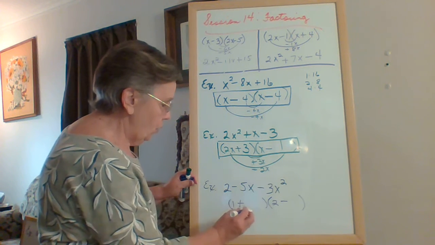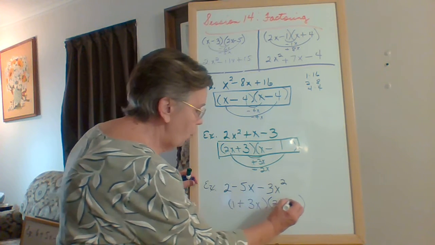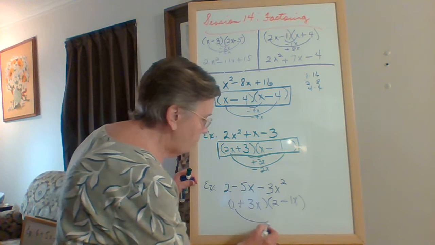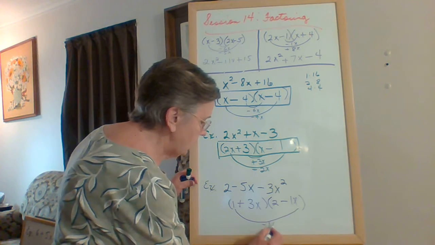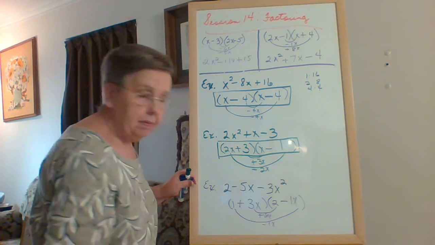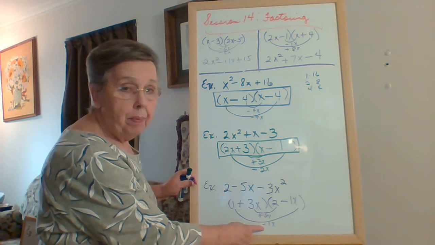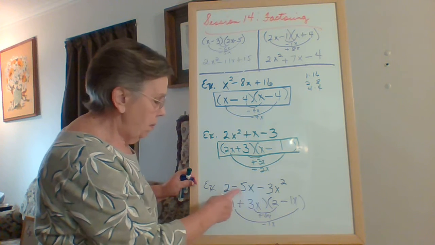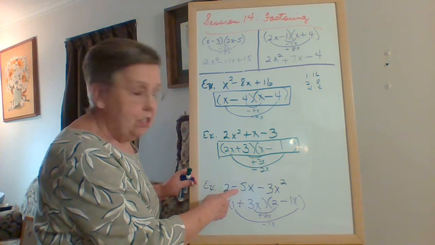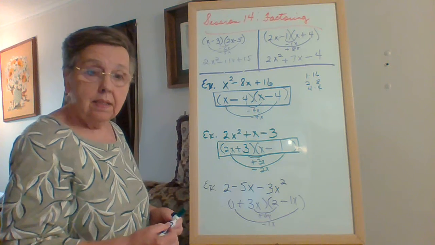3x squared. Well, it can be 3x and 1x. That gives me the outside is a minus 1x. The inside gives me a plus 6x. A plus 6 and a minus 1 gives me a plus 5. My middle term is a minus 5. So I got the number right. The only thing that's wrong is the sign.